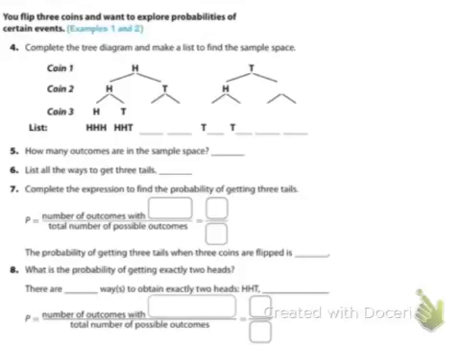Continuing with our practice of theoretical probability, we're going to flip 3 coins, and we want to explore the probabilities of certain events. So complete the tree diagram and make a list to find the sample space. So we can go, if the first coin is a head, second coin is a head, we can also get the third coin, which is a head, for a possible outcome of heads, heads, and heads. And if we keep doing that, we get heads, heads, and tails.